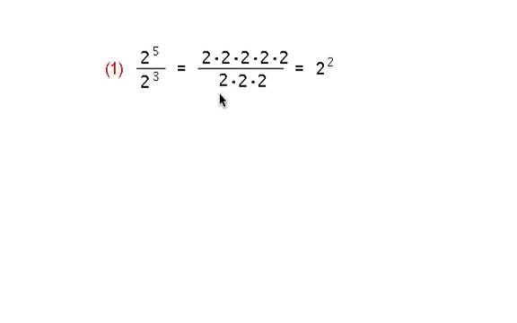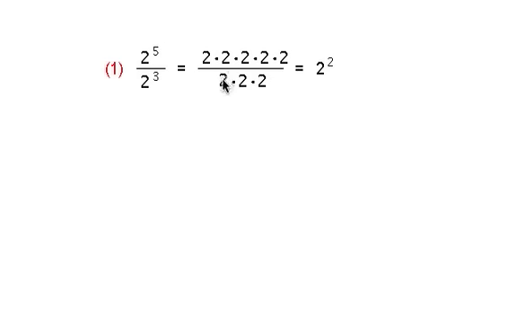And with division, the like numbers cancel out. So you have 5 2's on top, 3 2's on the bottom. So those 2 2's cancel out, those cancel out, those cancel out, leaving 2 2's on top. The shorthand rule for division is subtraction. 5 minus 3 is 2.